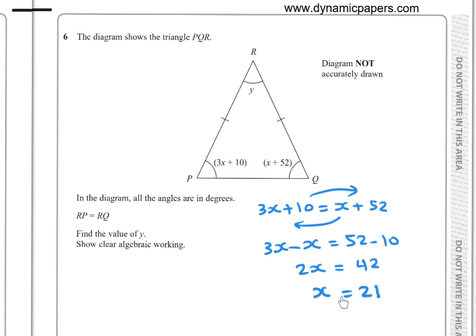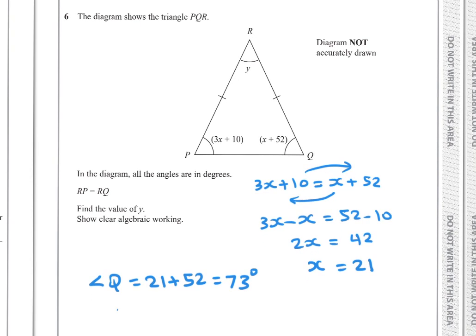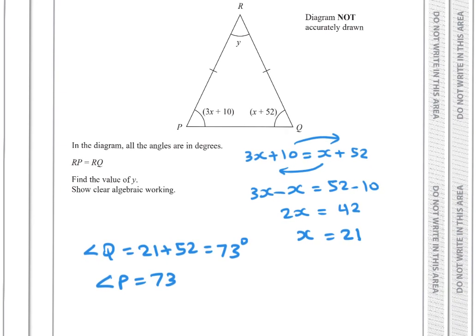Now if x is 21, we can find the measure of angle B or angle Q. Angle Q is 21 plus 52 equals 73. Same, angle B equals 73. So now to find Y, 180 minus 73 plus 73 equals 34 degrees.